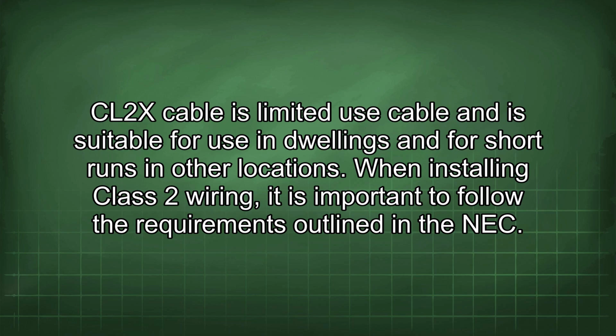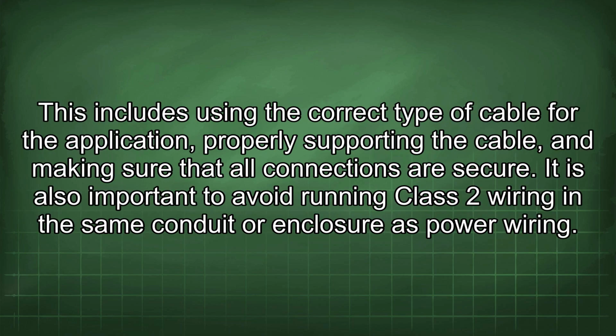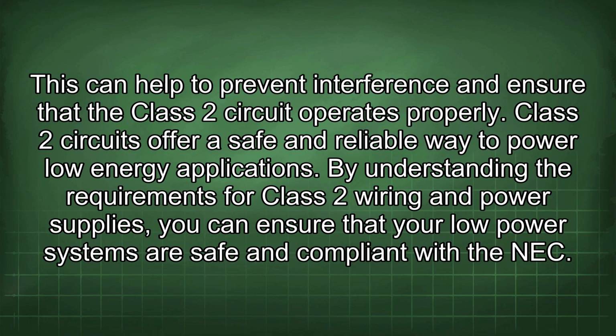When installing Class 2 wiring, it is important to follow the requirements outlined in the NEC. This includes using the correct type of cable for the application, properly supporting the cable, and making sure that all connections are secure. It is also important to avoid running Class 2 wiring in the same conduit or enclosure as power wiring. This can help to prevent interference and ensure that the Class 2 circuit operates properly.